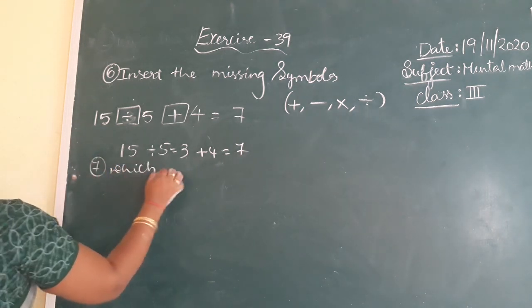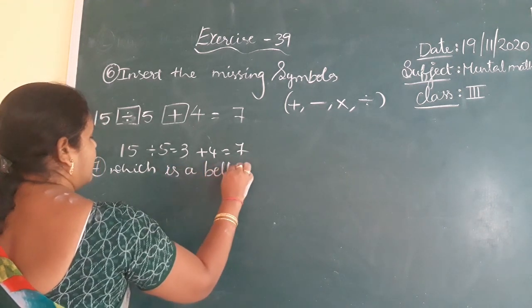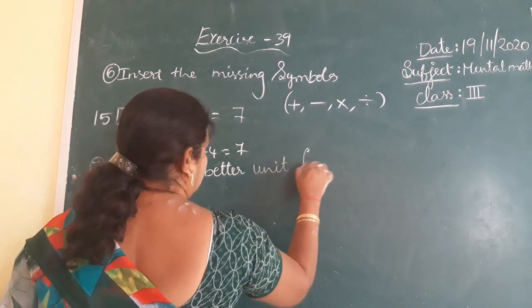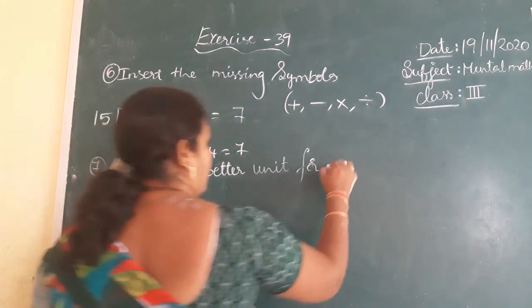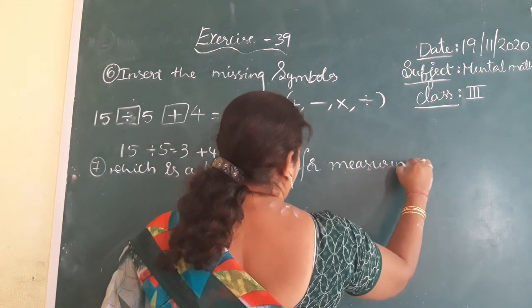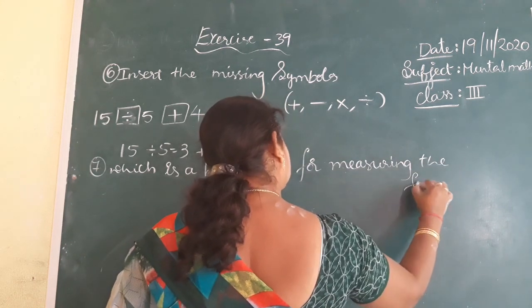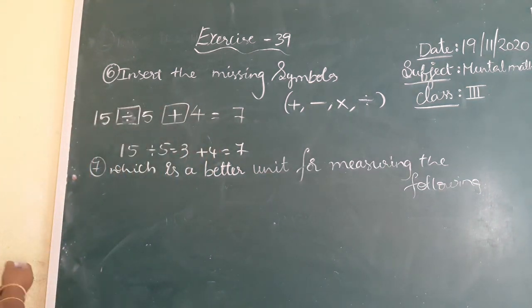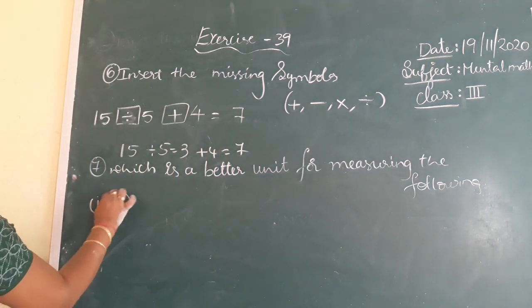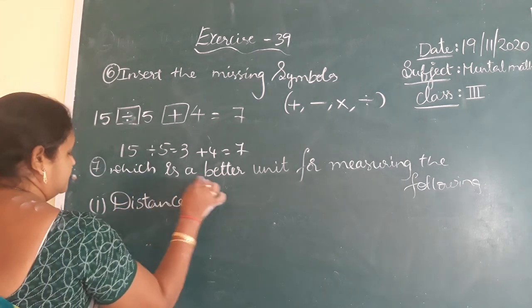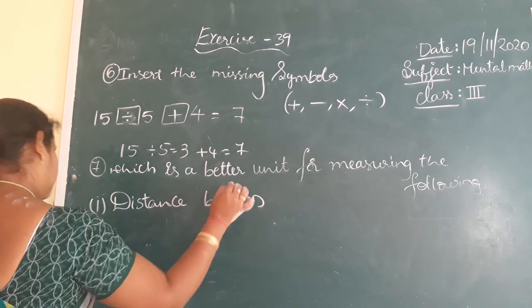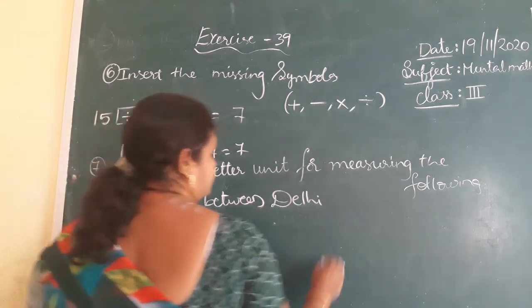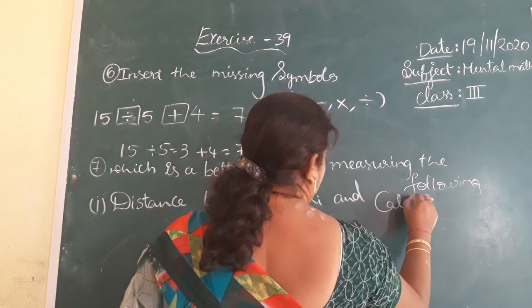Which is a better unit for measuring the following? First one, distance between Delhi and Calcutta.